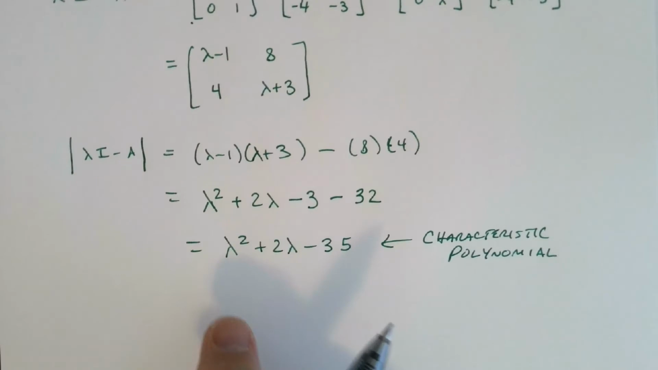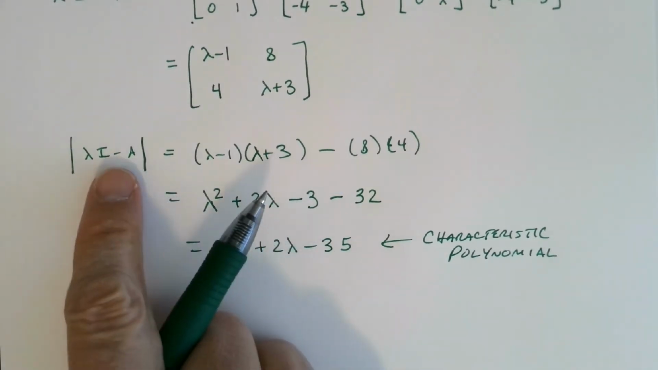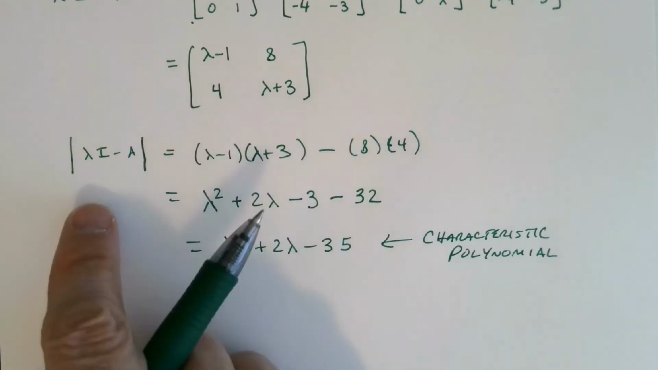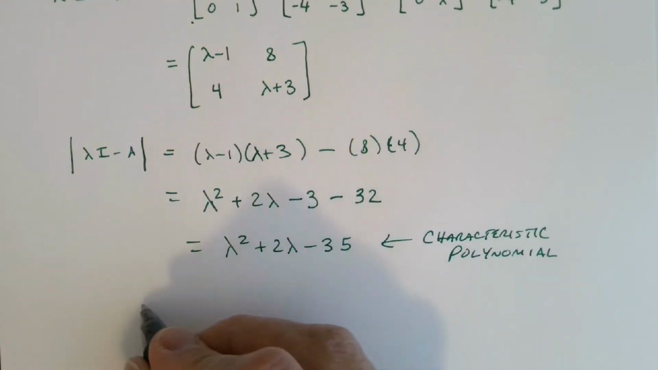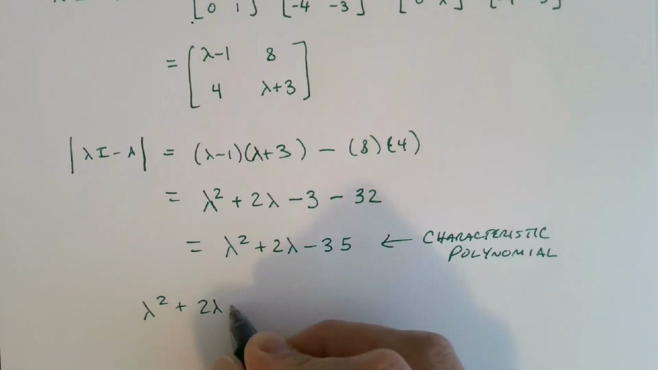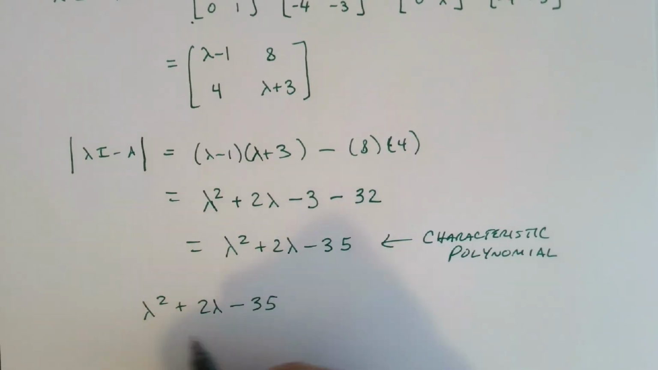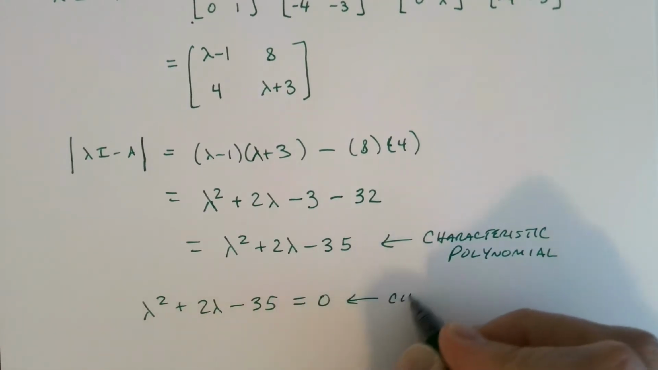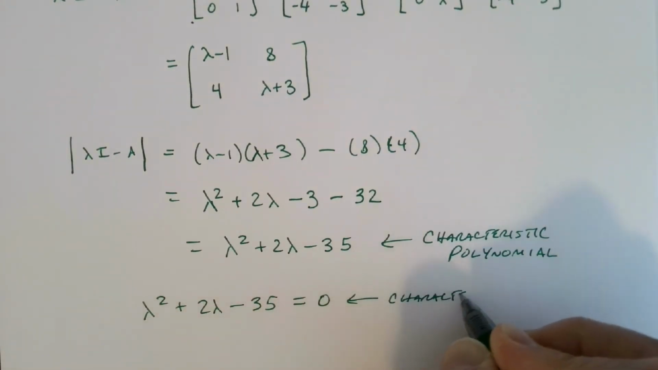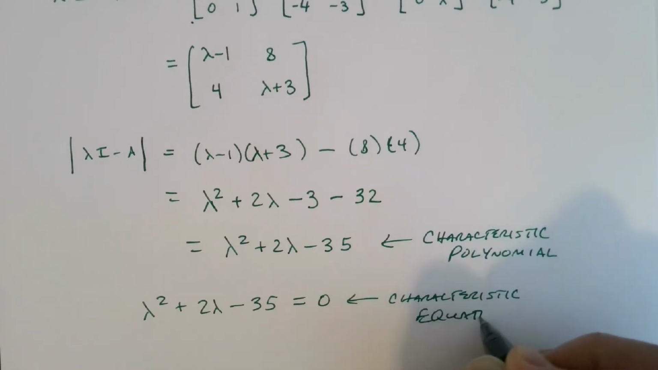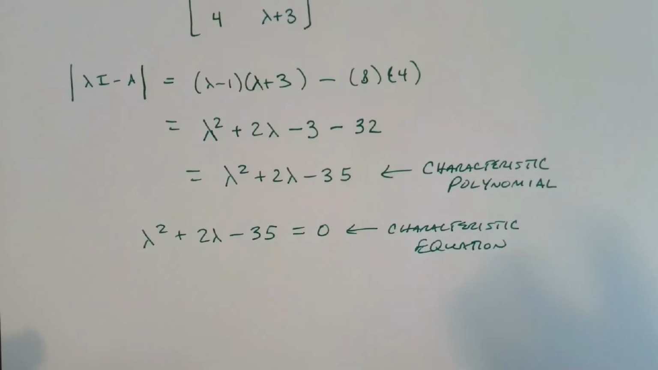And we're interested in what? Making this matrix singular, and therefore its determinant must be 0. So if I equate the determinant that I just found, which is, notice, a degree 2 polynomial in the variable lambda, to 0, this is what is referred to as the characteristic equation. And now we want to solve that equation.